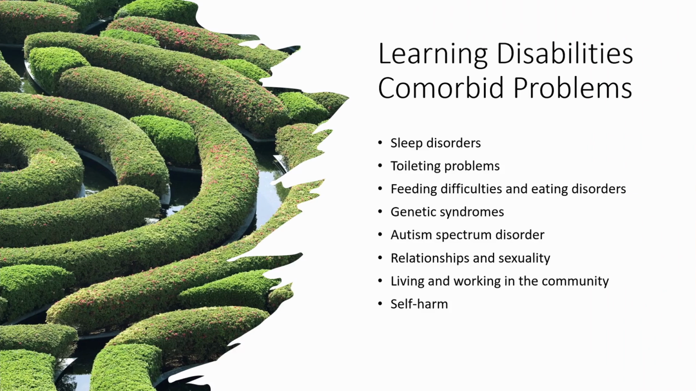Some of them are sleeping problems, toileting problems, food and eating disorders. There are genetic syndromes, autism, relationship and sexual difficulties, living and working in the community. There can be self-harm difficulties. So there's lots of different things that can present with intellectual disabilities and can be comorbid as either a diagnosis or other difficulties that can be prominent.